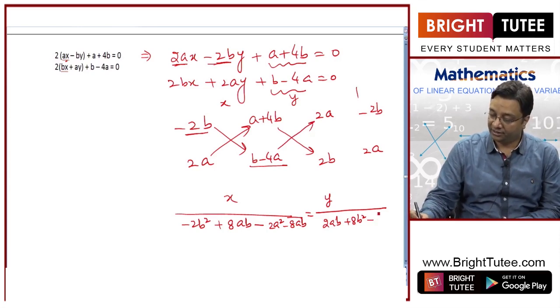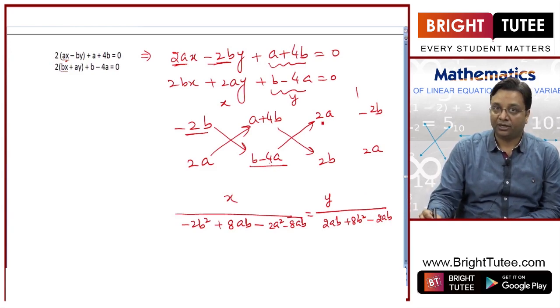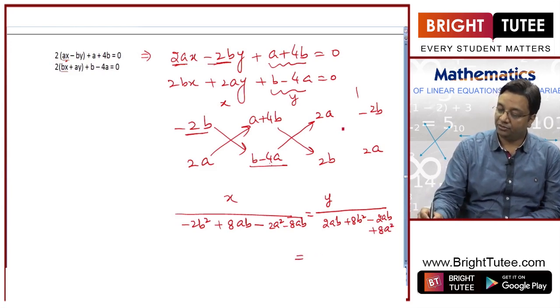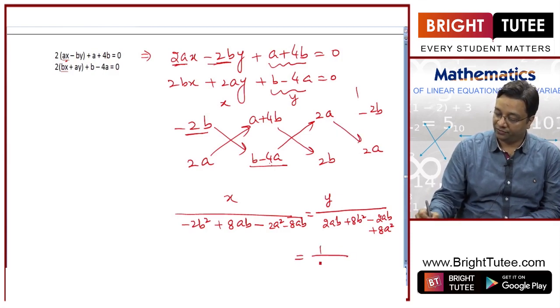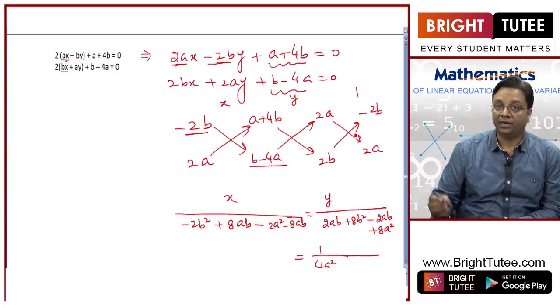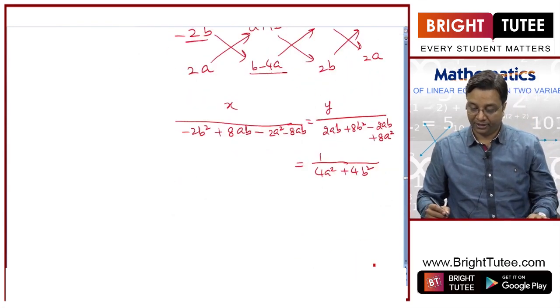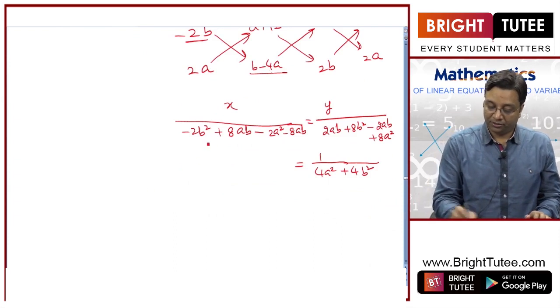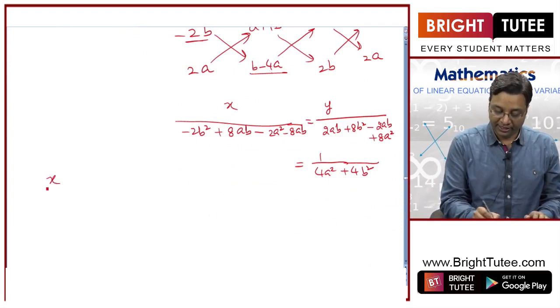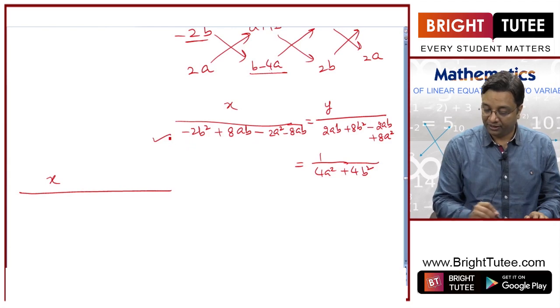So we will subtract minus 2ab and this is minus 8a square, right, and we are subtracting, so minus minus plus, and it is equal to 1 divided by 4a square minus of minus 4b square, that is plus 4b square. Okay. So, this part of the equation x divided by, let me simplify this further.